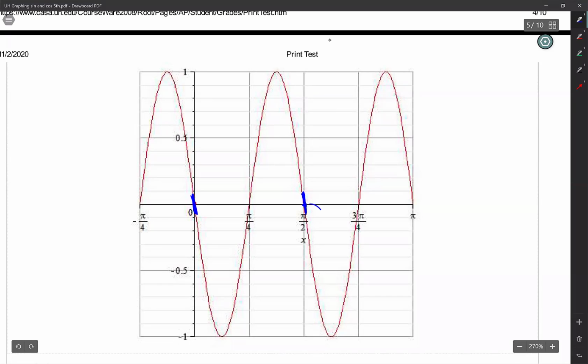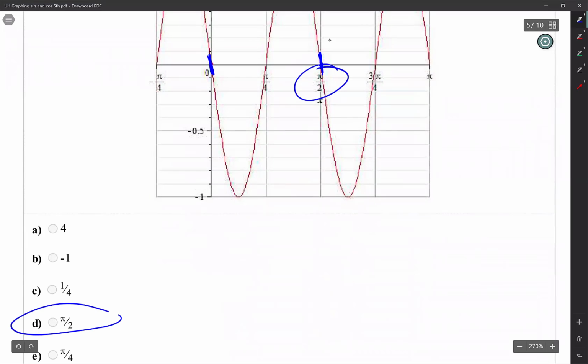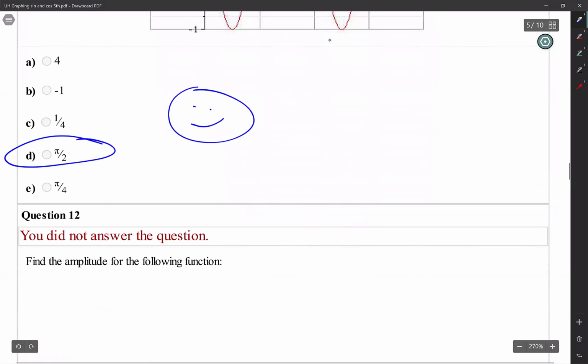And that happens at pi over 2. So the difference between 0 and pi over 2 is obviously pi over 2. So look for the answer pi over 2. And there it is, guys. Are we all right on that? Pretty basic, right? All right, let's keep going.